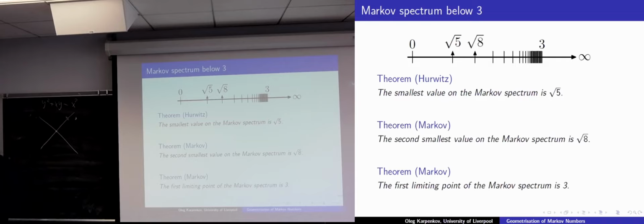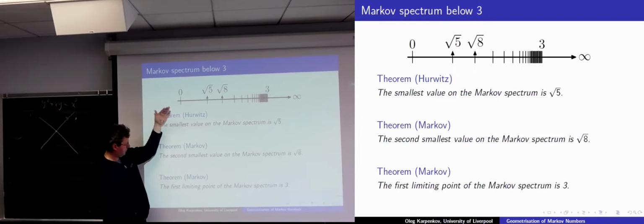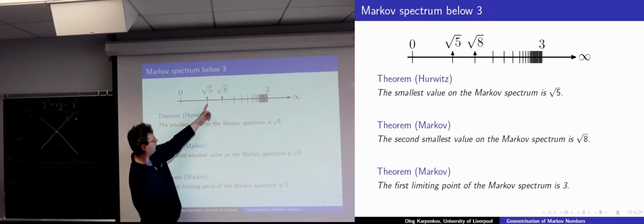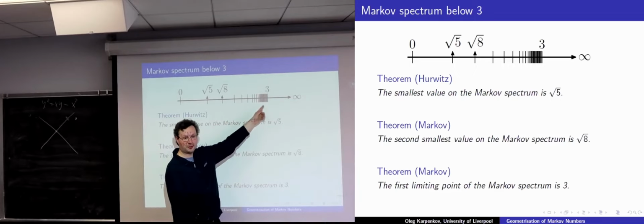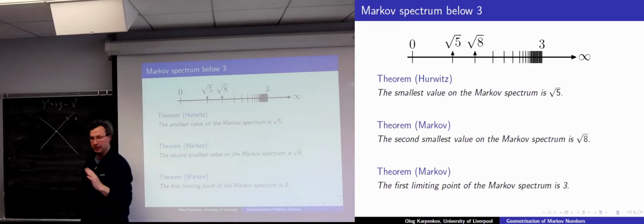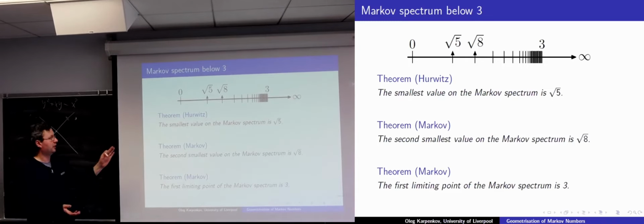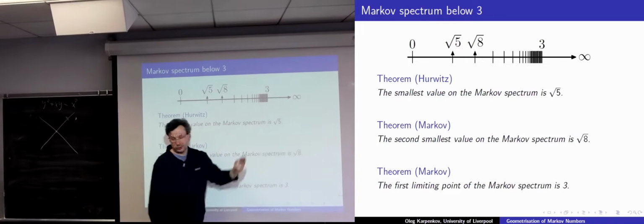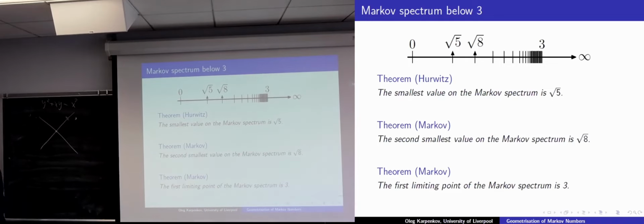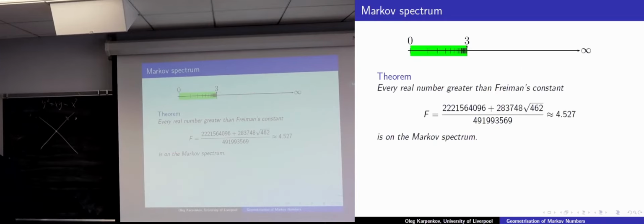Basically Markov, I think he was the first who completed this classification. And it turns out that you have the first one, second one, third one, fourth one, fifth one, etc. They are all enumerated. So actually it's not just some strange set, but a sequence, and the spectrum before 3 is actually discrete, excluding 3, of course. And 3 is the first limiting point. Great. So this is our green light zone, and we will be living there.